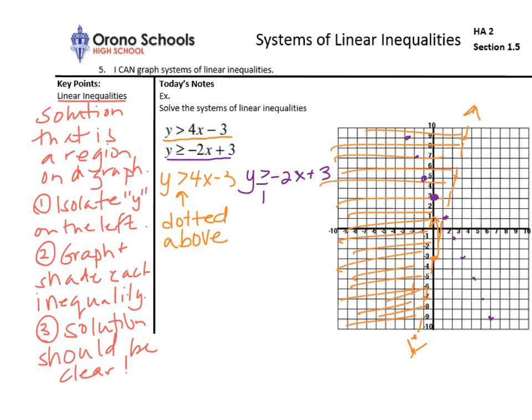Because of greater than or equal to, now my line will be solid. I'm just going to connect my dots all the way through my graph, like so. And now what it means to be greater than: y is greater than or equal to my line. Again, go to the y-axis. Values of y greater than that would be up above again. So now I have to shade above.